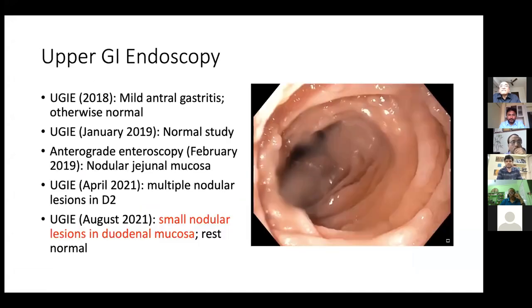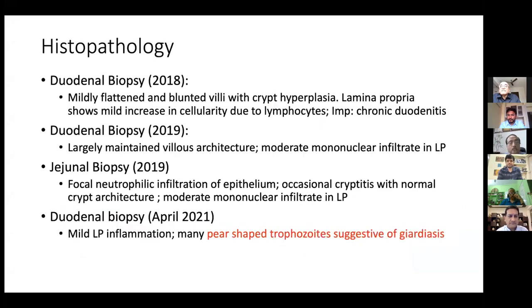Upper GI endoscopy has also been done multiple times, and it was essentially normal except for the last upper GI endoscopy that was done here, which showed small nodular lesions in the duodenal mucosa. I'm not sure if they are very evident, but some small nodules are present in the duodenum, and multiple duodenal biopsies have also been done, including one jejunal biopsy in 2019.